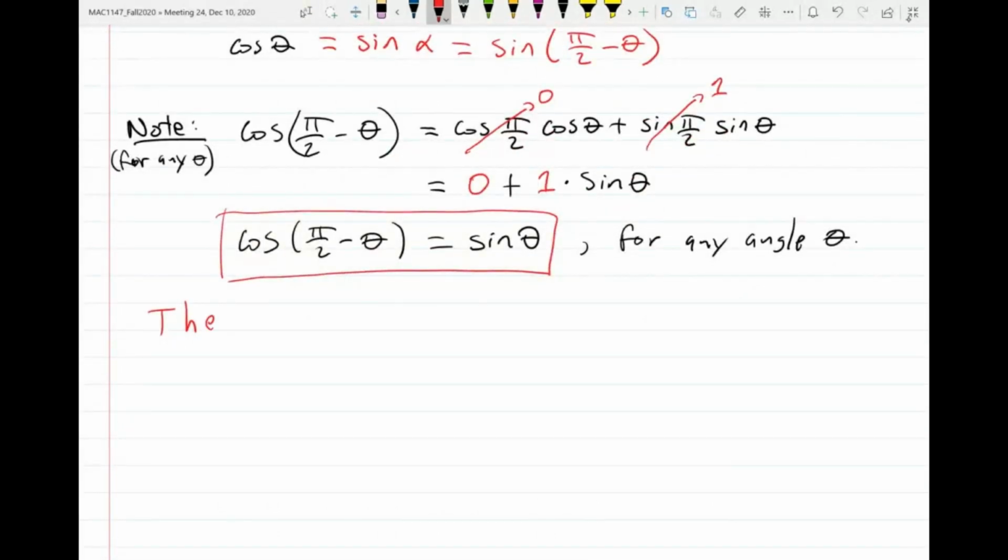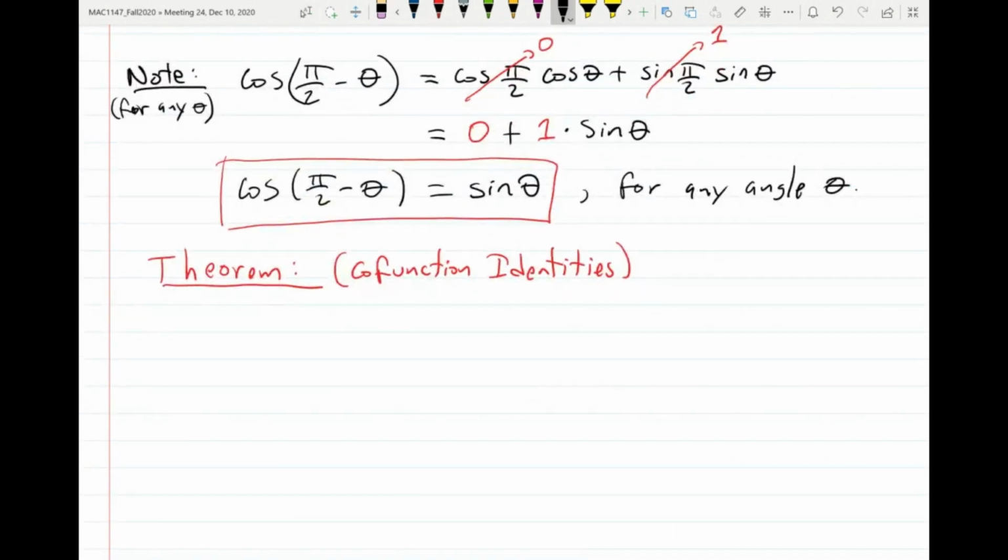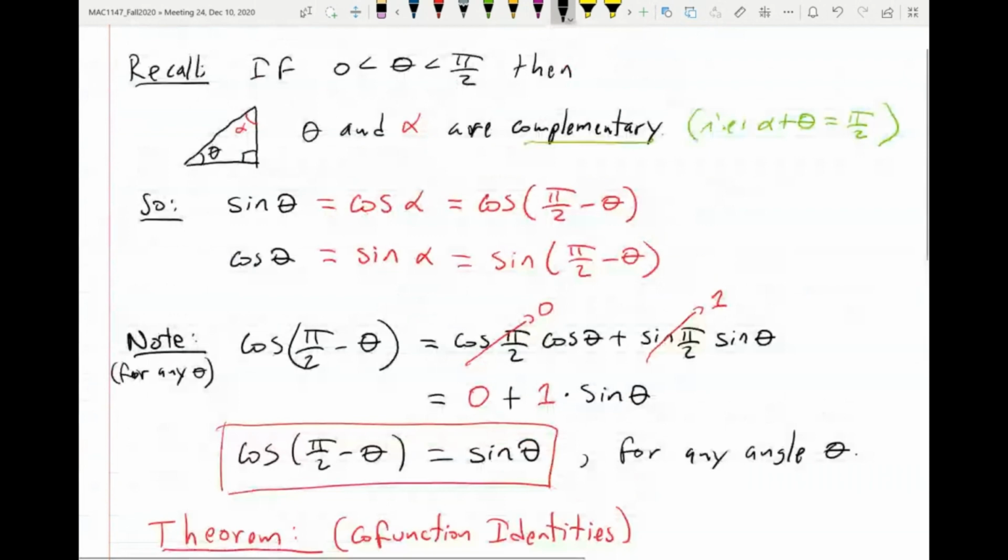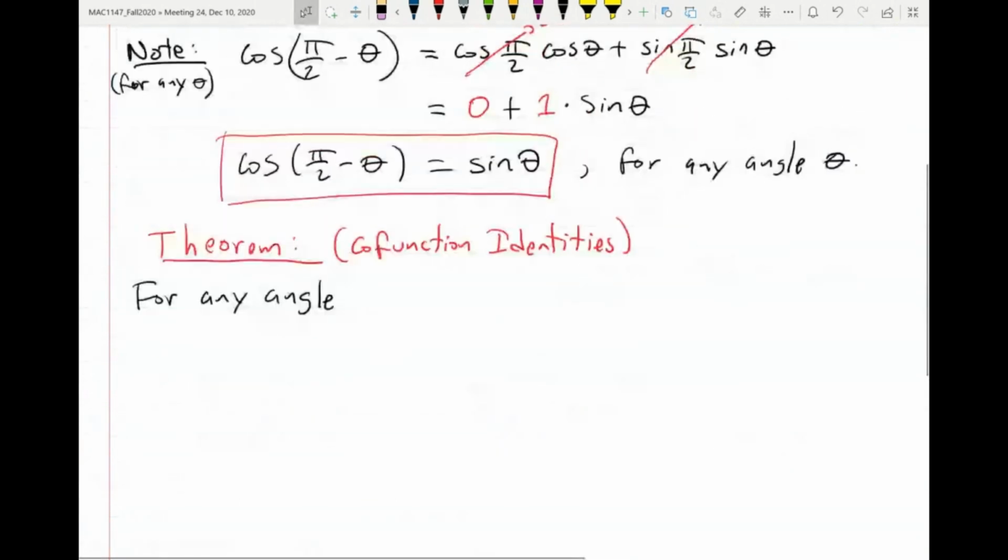Okay. So theorem. But as you can imagine, it goes in a similar way. So these are called the co-function identities. And this allows you to, having an angle, if you don't like to have sine, you can turn into a cosine. And if you don't want to have cosine, you can turn into a sine by using this identity. Okay? So for any angle, doesn't have to be acute anymore. The point is that these two that we have for acute angles is also true for any angle.